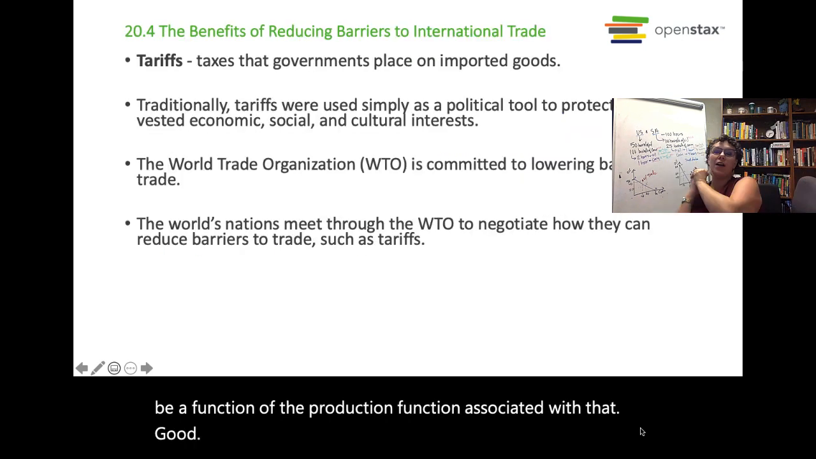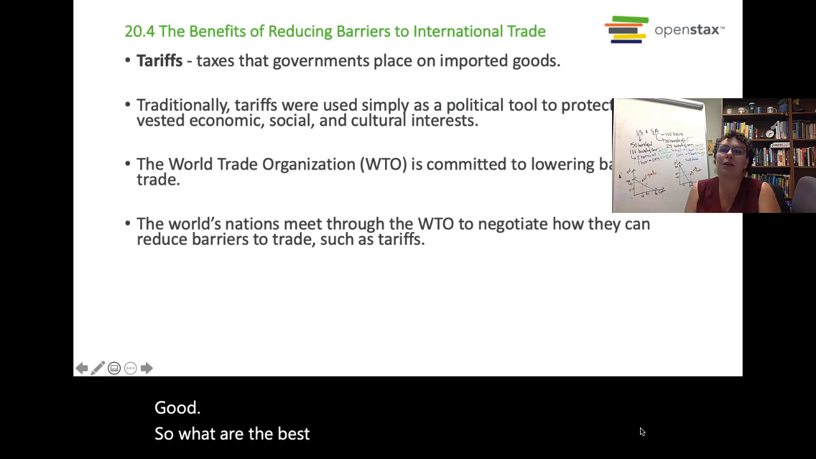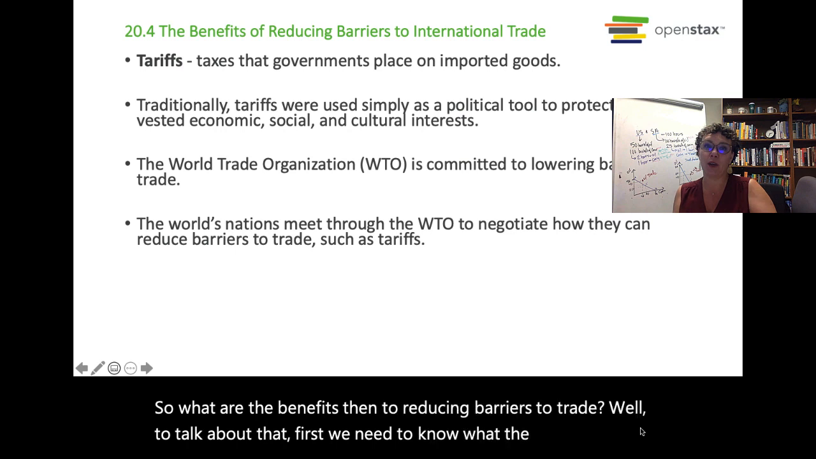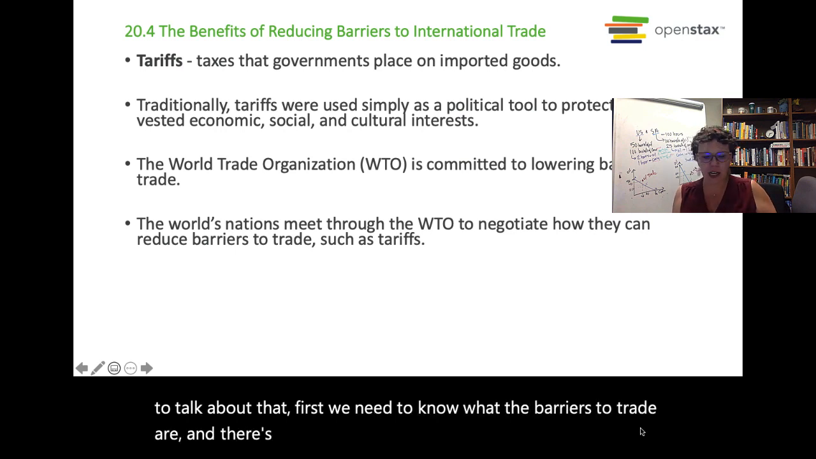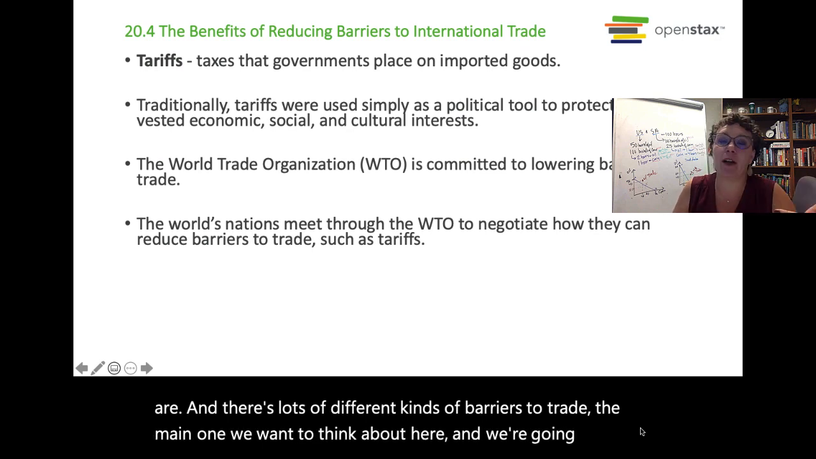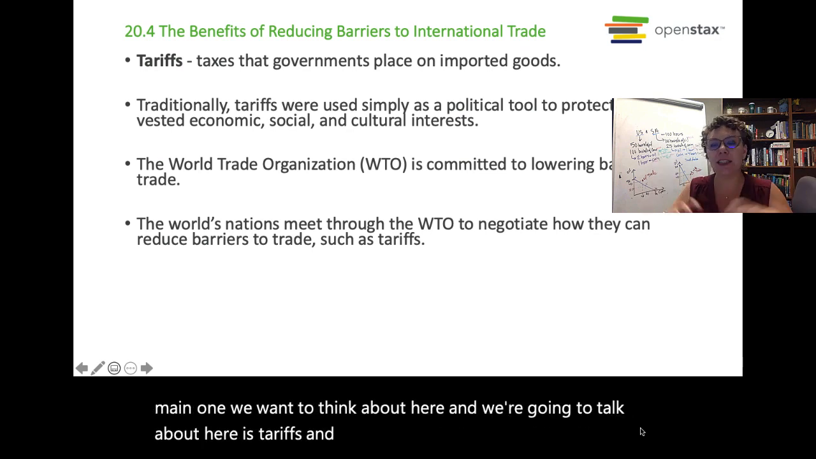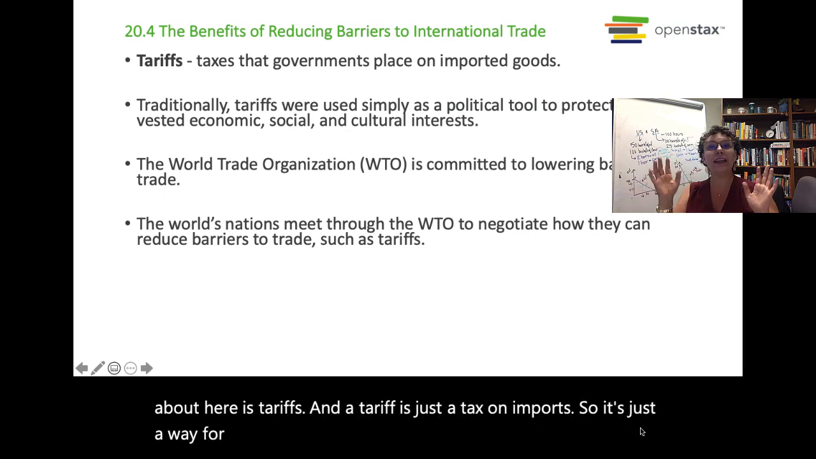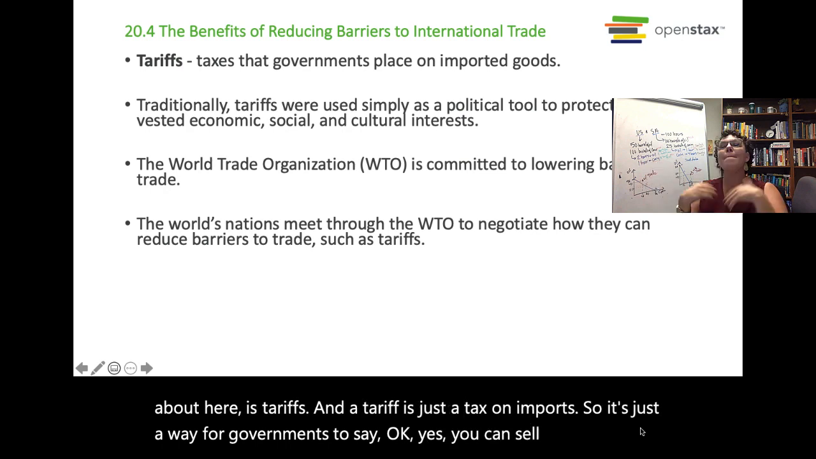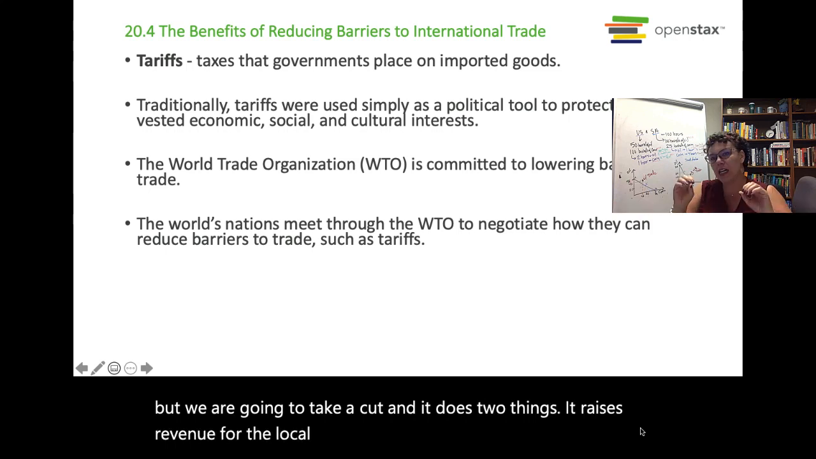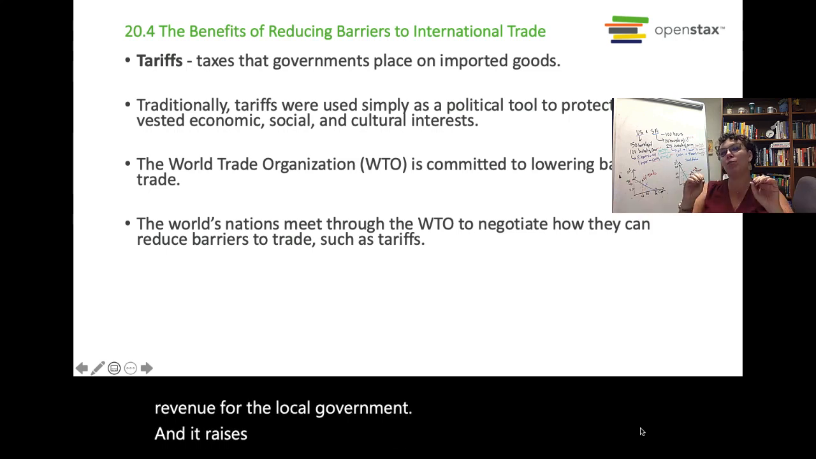So what are the benefits then to reducing barriers to trade? Well, to talk about that first, we need to know what the barriers to trade are. There's lots of different kinds of barriers to trade. The main one we want to think about here is tariffs. A tariff is just a tax on imports. It's just a way for governments to say, okay, yes, you can sell your stuff here, but we are going to take a cut. And it does two things. It raises revenue for the local government, and it raises the price of the imported goods.